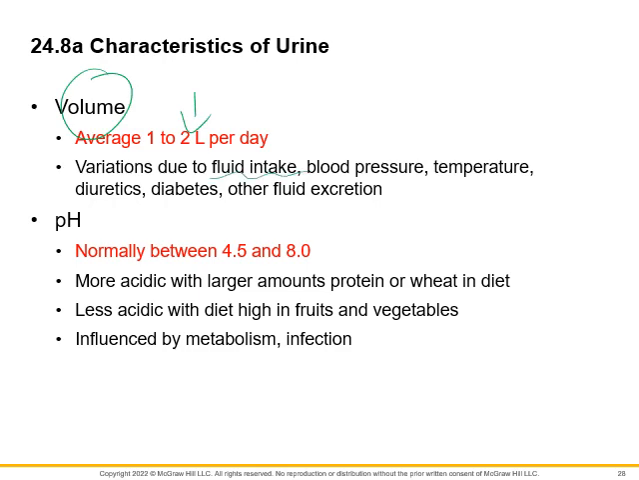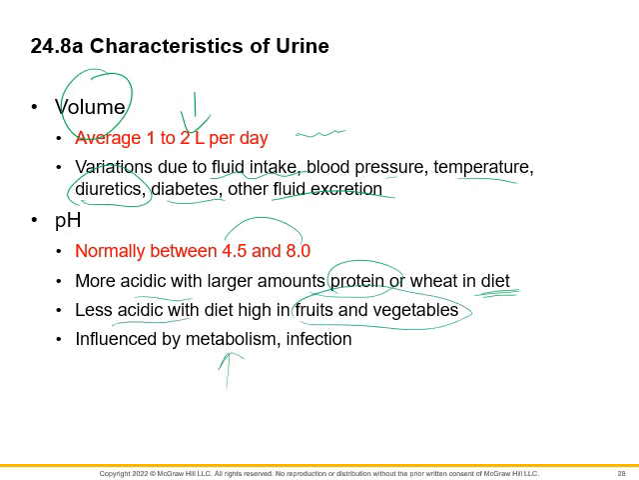Obviously, variations with fluid intake and blood pressure and temperature and any other diuretics or drugs that you're on, if you have diabetes or other fluid excretion. So this obviously is an estimate. Normal pH between 4.5 and 8. More acidic with larger amounts of protein in your diet. Less acidic if you have lots of fruits and veggies.